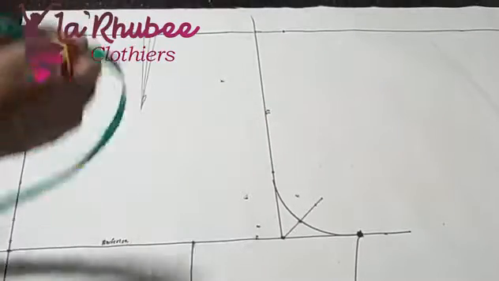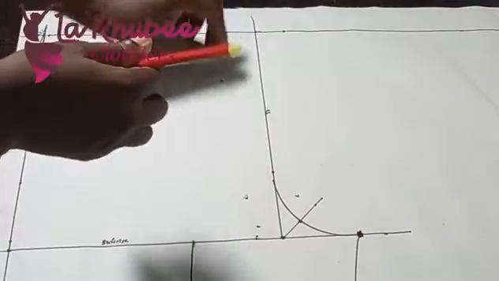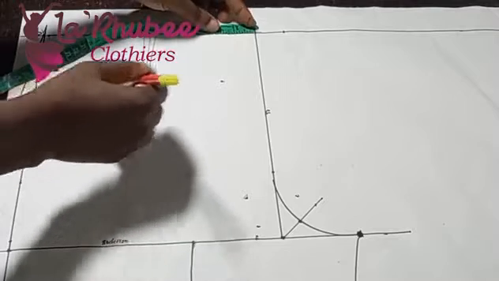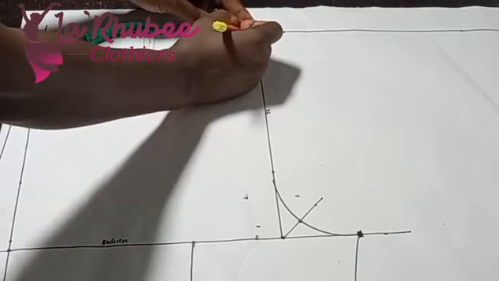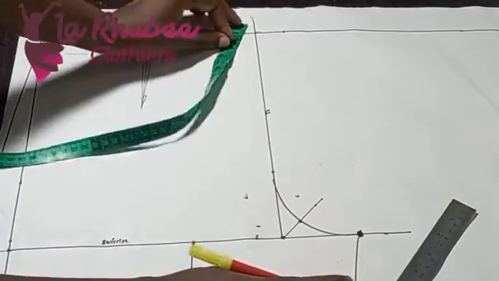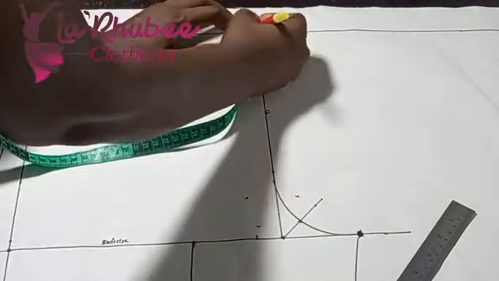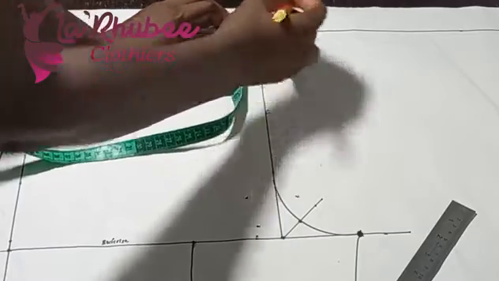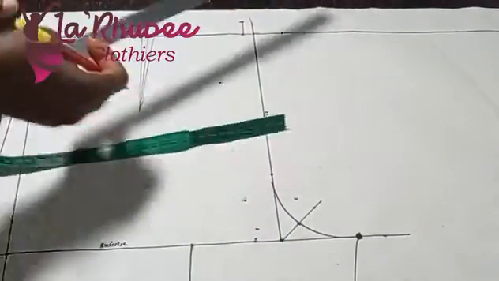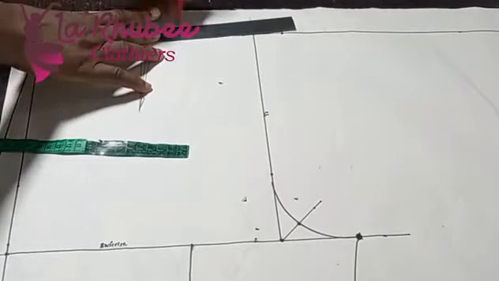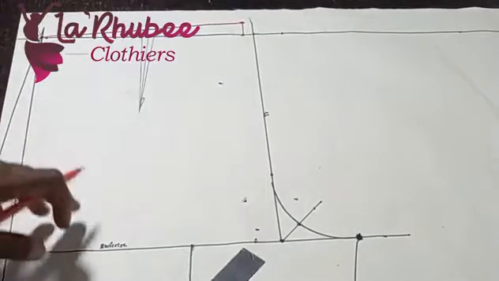For the back, we'll come in on our waistline 0.5, that's ½ inch. I'll come in on my waistline ½ inch, and on this ½ inch I'll come up 1 inch. So I'll mark 1 inch up. Now I'll connect it to my waist. So this is my back waist. Okay, so this is it for the back waist.